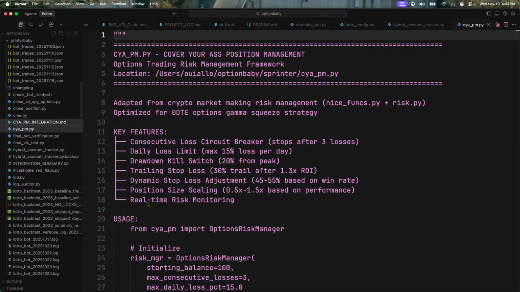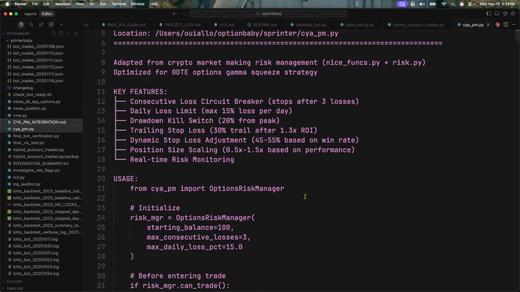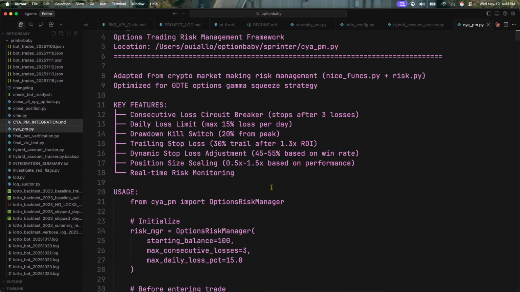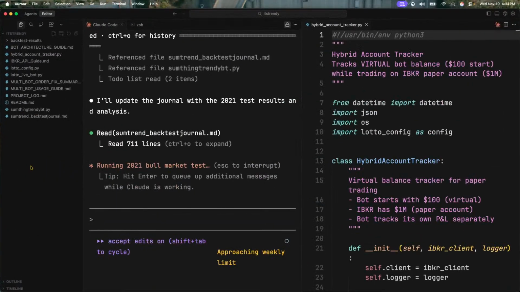And this is what I created, or, I mean, I had help, when I was in another one of these boot camps. I created a CYA, cover your ass functions that you're gonna need. So consecutive stop loss, daily stop loss, kill switch, trailing stop, dynamic stop. All these things get used when we're actually creating our bot. So this is dope. I'm gonna paste it here.